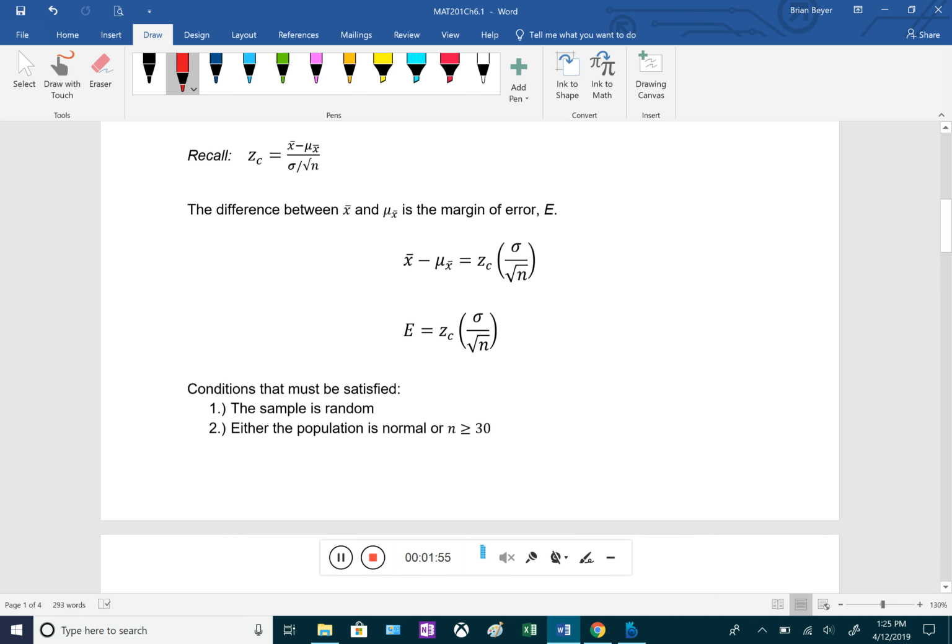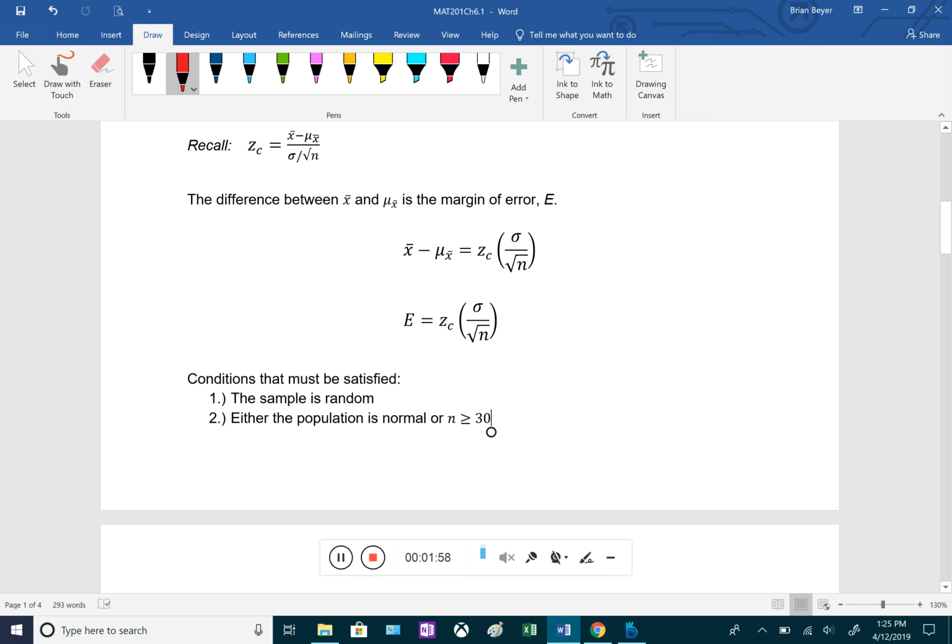Okay, so recall the central limit theorem version of finding a z-score. We have z equals x bar minus mu sub x bar divided by sigma over the square root of n. So instead of z, we're just using z sub c for the notation for the critical value. And what we can do here is solve for that numerator. We can solve for x bar minus mu sub x bar by multiplying both sides by the denominator, sigma over the square root of n.